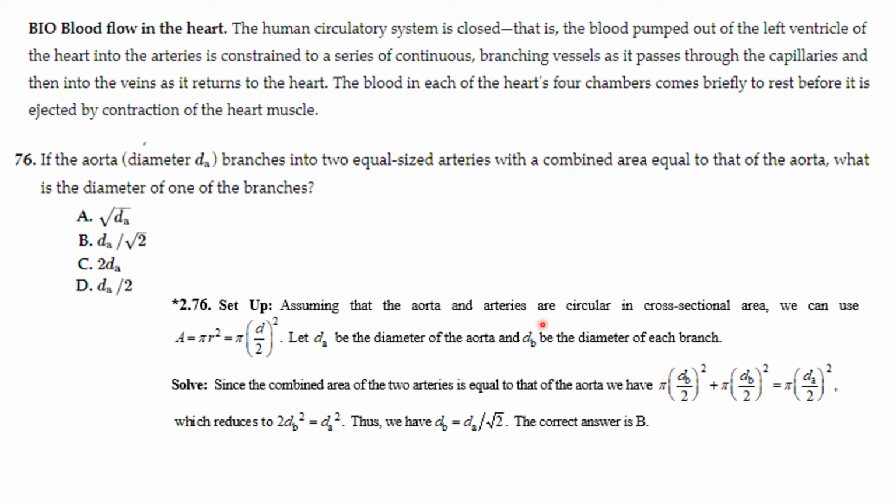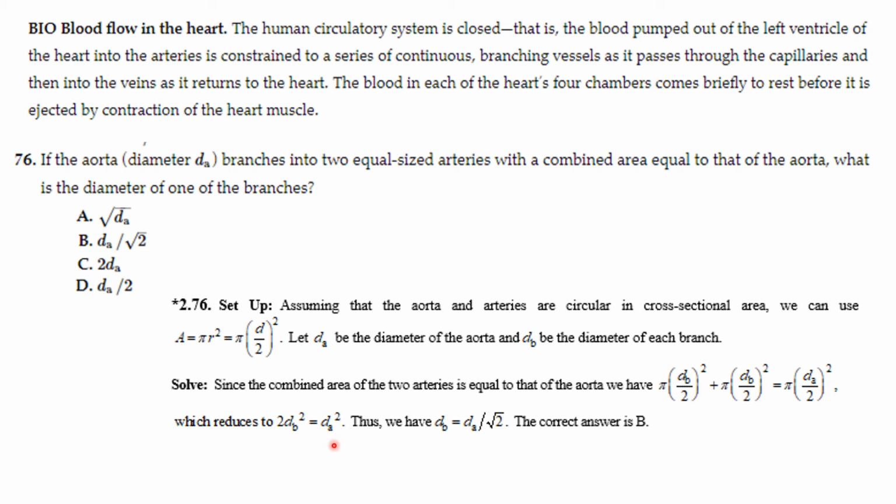Assuming that the aorta and the arteries are circular in cross-sectional area, not a bad assumption, we can use the formula that A is equal to pi r squared. That's the area of a circle, and so that's going to be pi times the radius, which is half of the diameter, so half of the diameter whole squared. So if we let d sub a be the diameter of the aorta, and d sub b be the diameter of each branch, that stands for branch, then the area of the aorta is equal to the sum of the areas of the branches. And so if we are substituting in, we know that those two are equal.